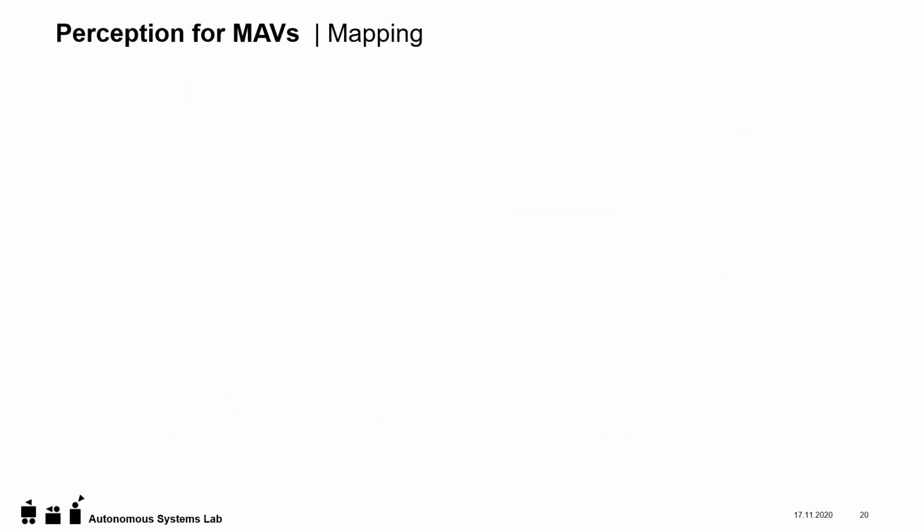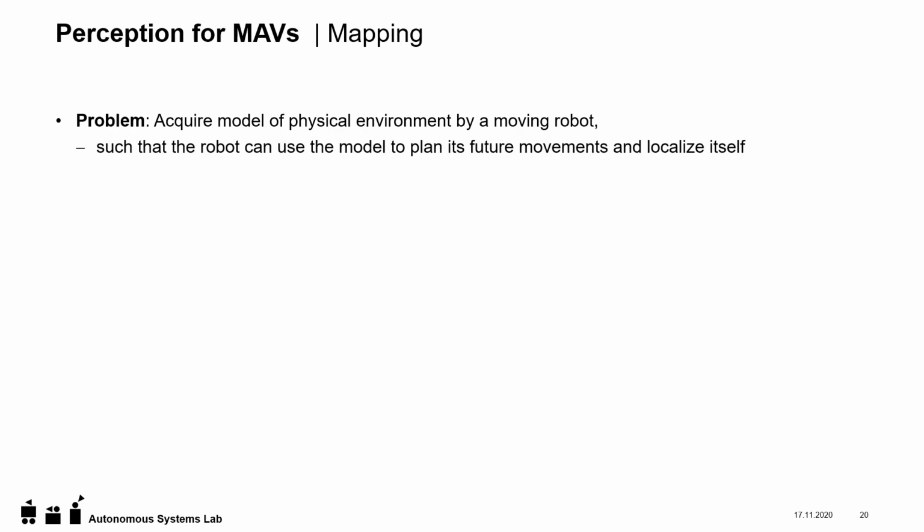This leads us to the next big topic in perception for MAVs, which is mapping. So what problem are we trying to solve with the mapping process? We want to acquire a model of the physical environment from a moving robot, such that the robot can use the model to plan future movement, future trajectories, and can also localize itself against the map, so it knows where it is with respect to the map. One key design criteria for building a mapping system is the map representation.